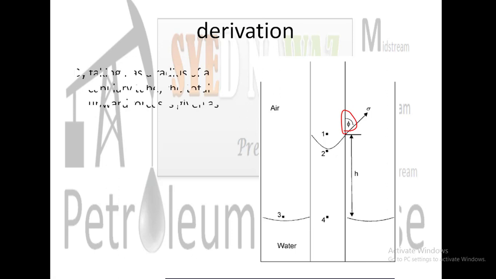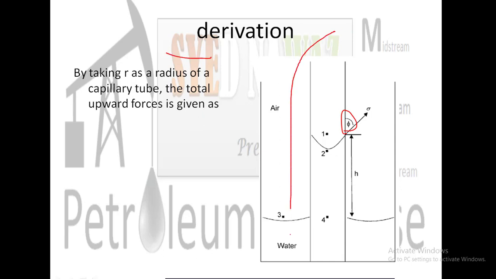Let us now see the derivation for surface tension and interfacial tension. I hope you understood this figure. By taking R as the radius of the capillary tube, I am considering this tube for the derivation. The total upward force is given by, obviously there are only two fluids, and these two fluids are responsible for the upward movement along with the test tube.